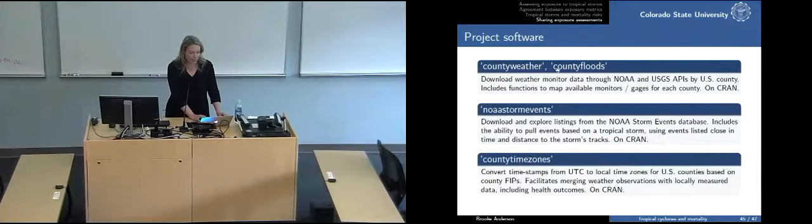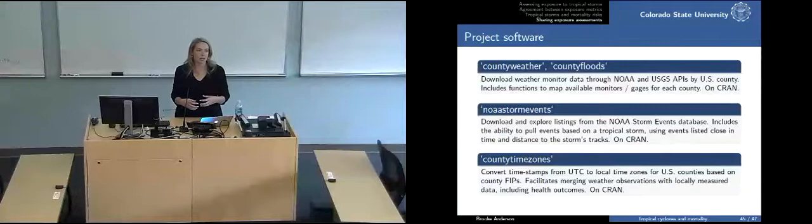We also put in a county weather and county flood package. These go on top of some API access packages for USGS data, for stream gauges, and for NOAA rain. These query and pull and aggregate to the county level. So they make it easier to take the locations of monitors and put the data together in a thoughtful way if you have county level data.